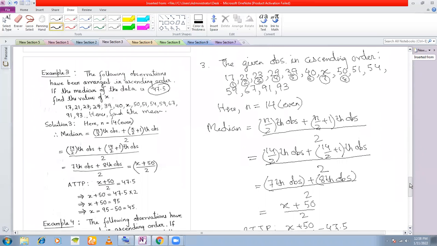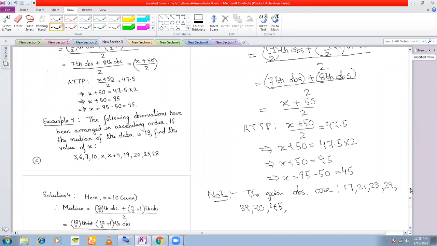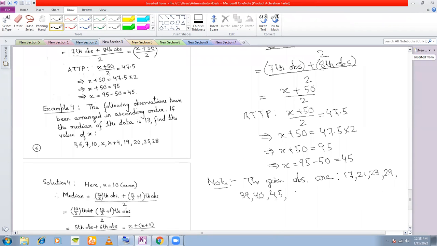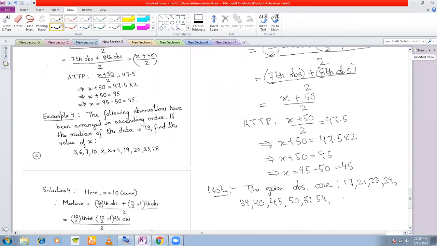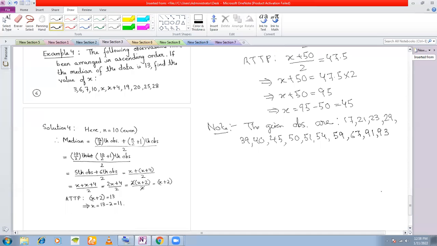And you have X. X you have already found. How much is the value of X? 45. You write 45 instead of X. Okay. And then you have 50, 51, 54, and 59, 67, 91, and 93. These are the observations. So once you have found X, you are able to list all the observations.